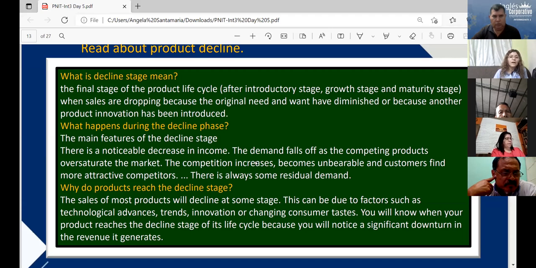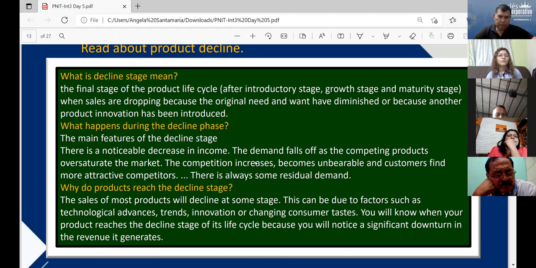Decline. And the sales of most products will decline at some stage. This can be due to factors such as technological advance, innovation, or changing customer taste.